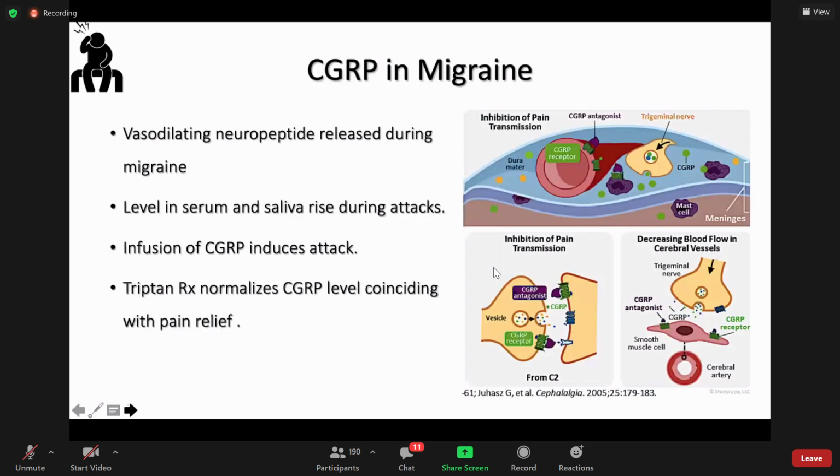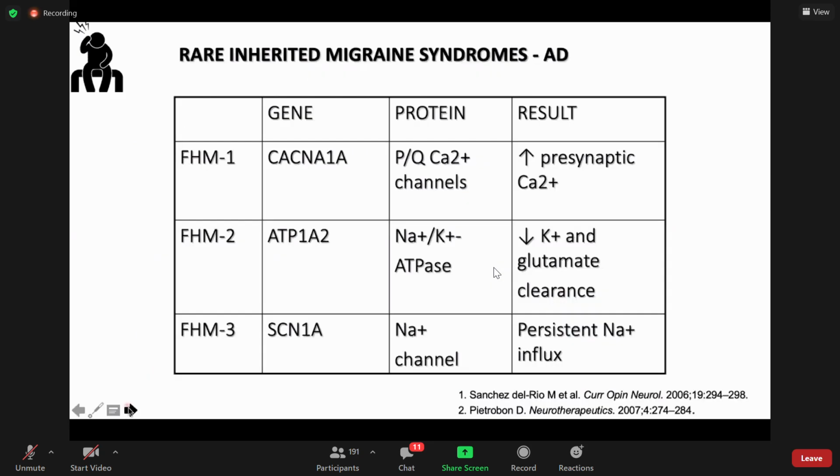PAG is periaqueductal gray matter. CGRP, as I mentioned, is a vasodilating neuropeptide. Its level in the serum and the saliva rises during the attack. And if you infuse the peptide in a patient who is susceptible to migraine, it will induce an attack. And triptan therapy, which is the common treatment for migraine, like sumatriptan or rizatriptan, normalizes the levels of CGRP, and that coincides with relief of pain.